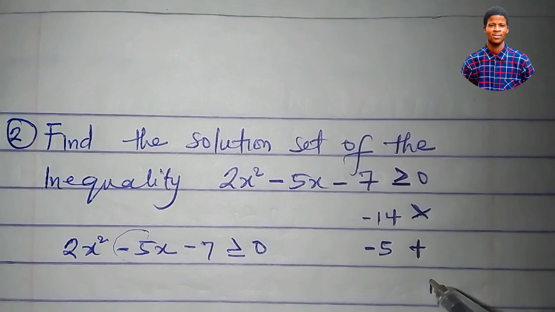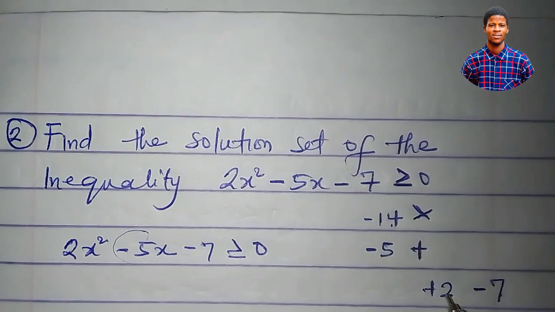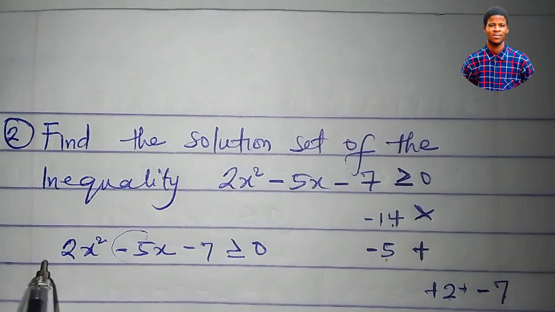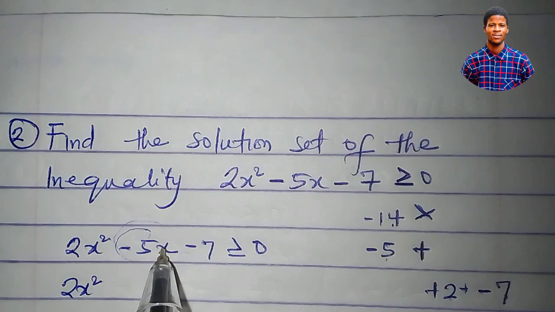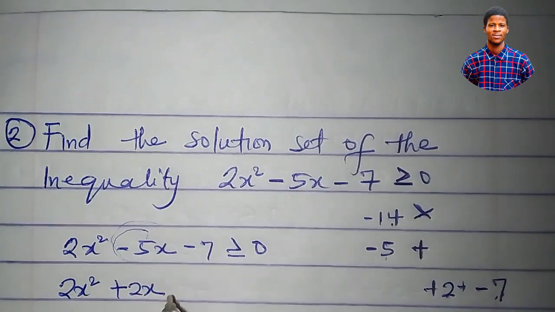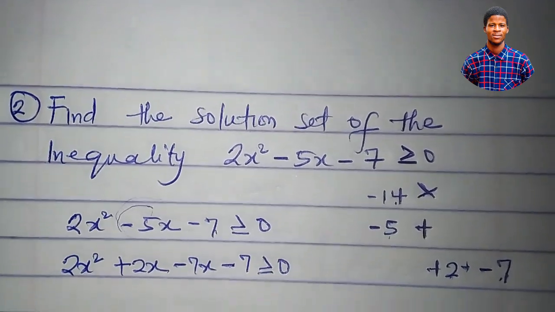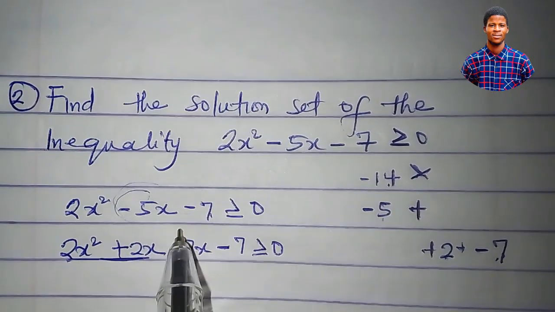And the numbers are plus 2 and minus 7. Because 2 times minus 7 is minus 14. 2 plus minus 7, of course, plus times minus is minus, will give us minus 5. So this left-hand side will now be 2x squared. In place of minus 5x, I will write plus 2x minus 7x, then minus 7 greater than or equal to 0. Okay, so we'll factorize by grouping. Factorize the first 2 and then we'll take the last 2.